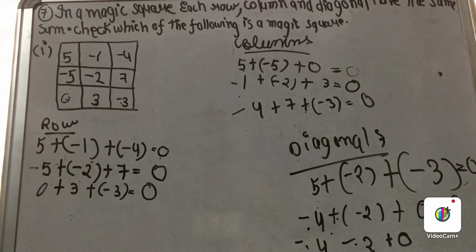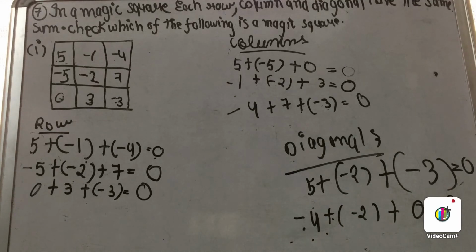So now let us conclude whether this is a magic square or not. As you can look at our rows, let us recall the answers: rows 0, 0, 0, and columns 0, 0, 0, but in diagonals 0 and 6. And what was a magic square? It was a square in which each row, column and diagonal have the same sum. The rows and columns are having the same sum, and one diagonal is also having the same sum, but only one diagonal is not having the same sum, which is 6.